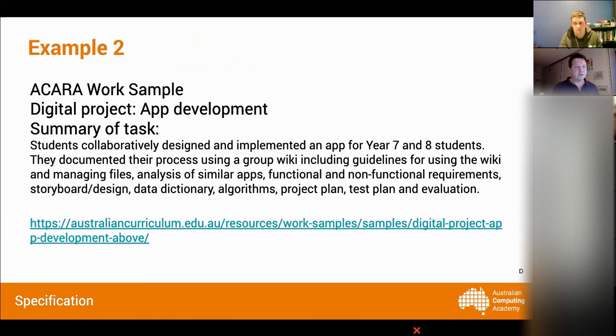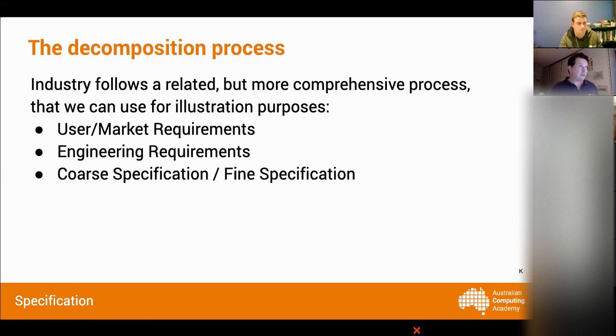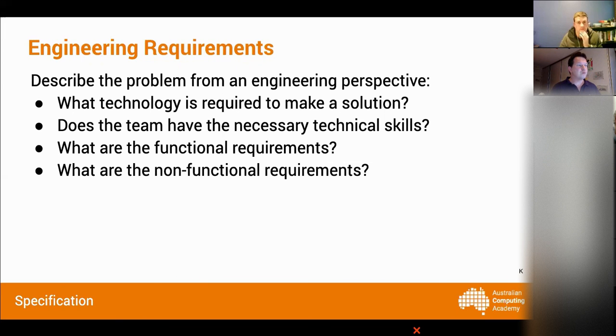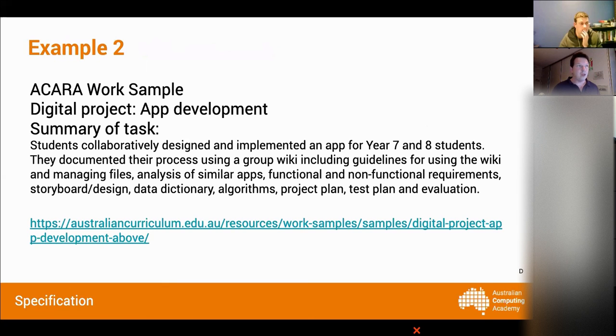Okay. So that was a quick run through the decomposition process, starting with market requirements, with engineering requirements, and then going into the specification. The important thing is not to overdo it. So it shouldn't be an exercise just for the sake of doing it. It should have a purpose that you want to get more clarity about what is needed, when it needs to be done, and how we go about doing it. Okay, Dan, back to you.